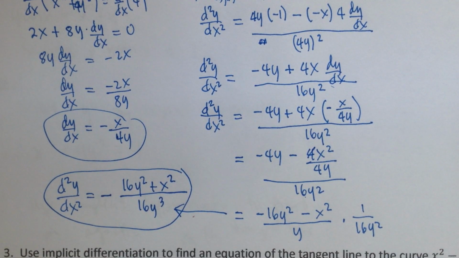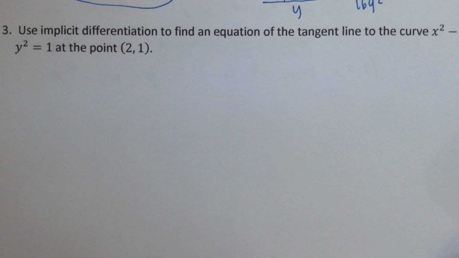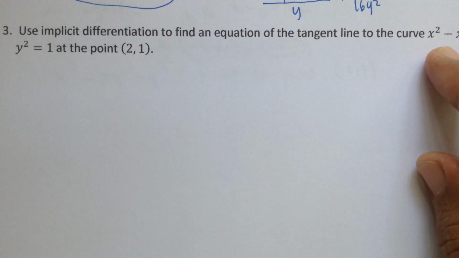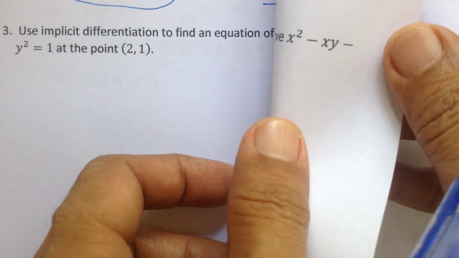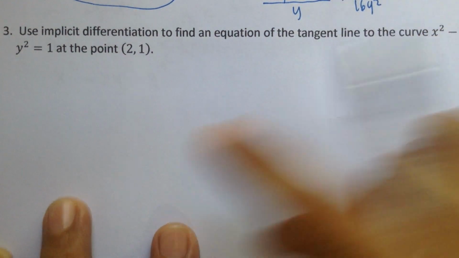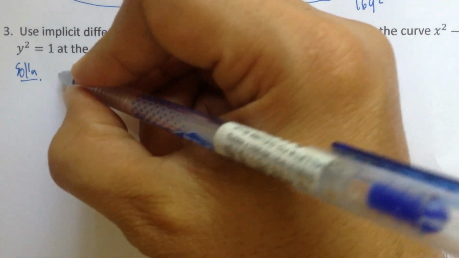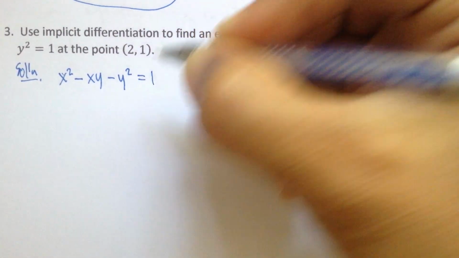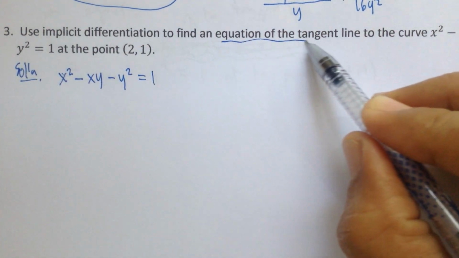Okay, next is to find the equation of the tangent line to the curve x squared minus xy minus y squared equals 1. Let's rewrite here the curve x squared minus xy minus y squared equals 1. The objective is to find the equation of the tangent line.